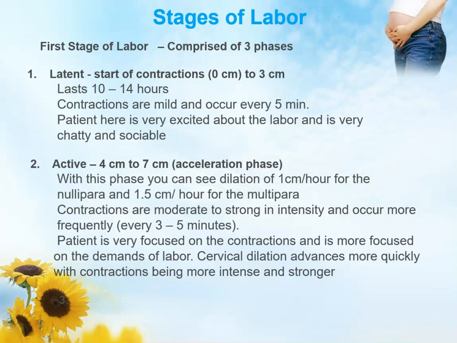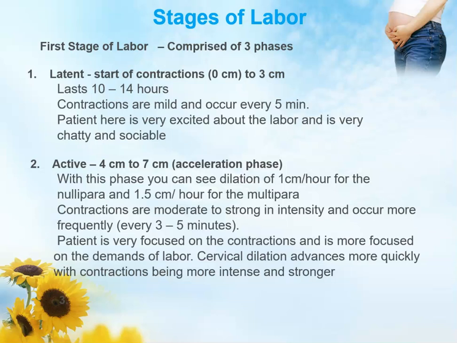Active is that second phase. That's when they're 4 centimeters to 7 centimeters. This is called the acceleration phase. With this phase, you can see dilation of 1 centimeter an hour for the nullipara. A nullipara is somebody who's never delivered a baby, okay? So 1 centimeter an hour is how they're going to progress.